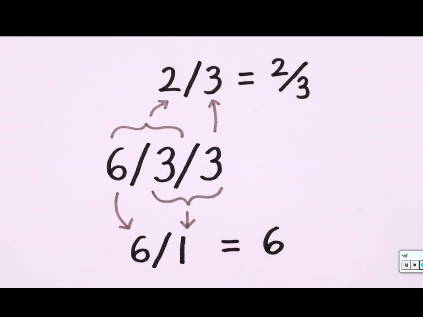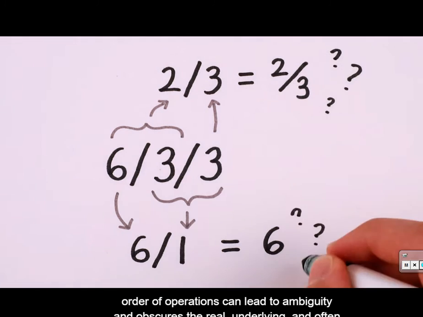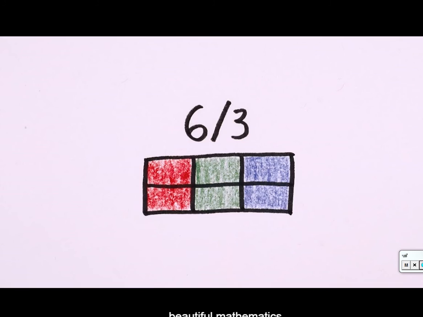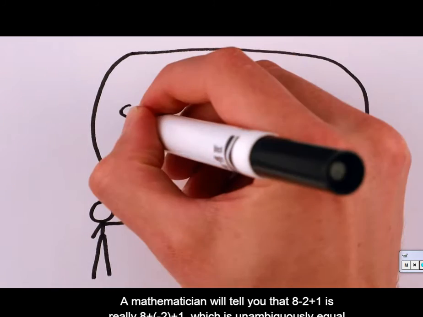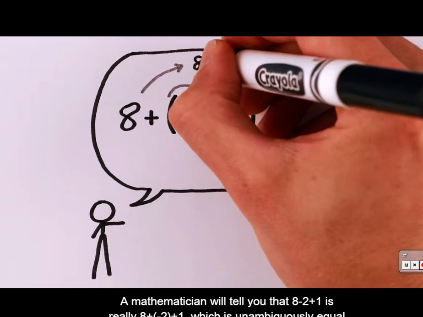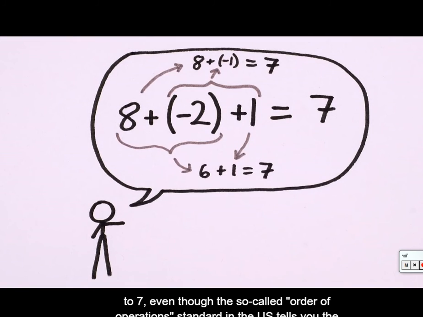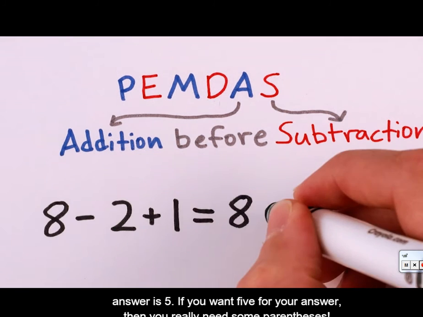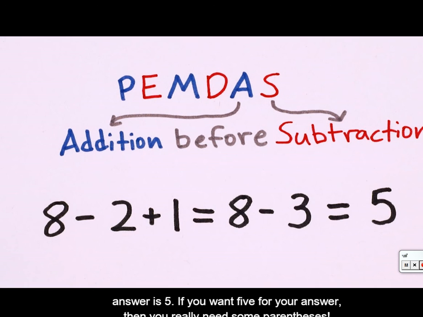The problem is, focusing on the order of operations can lead to ambiguity and obscures the real, underlying, and often beautiful mathematics. A mathematician will tell you that 8 minus 2 plus 1 is really 8 plus negative 2 plus 1, which is unambiguously equal to 7, even though the so-called order of operations standard in the US tells you the answer is 5. If you want 5 for your answer, then you really need some parentheses.